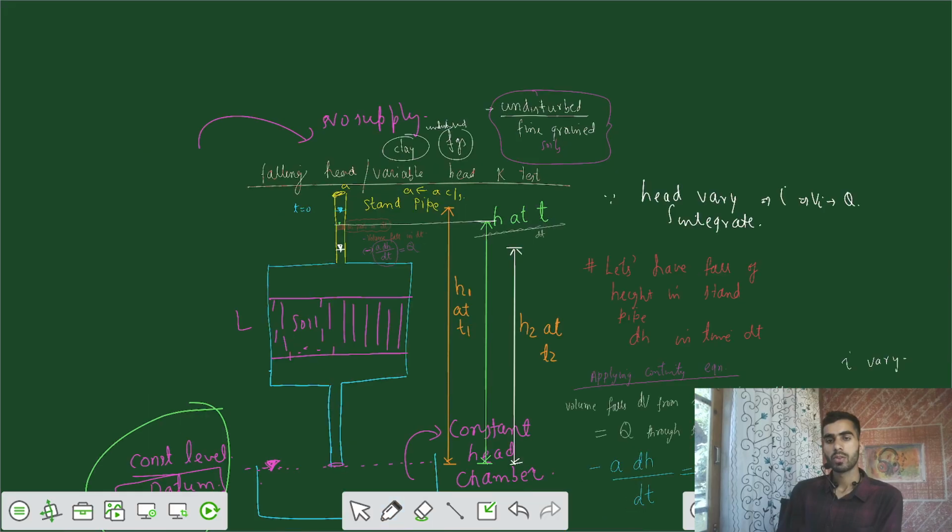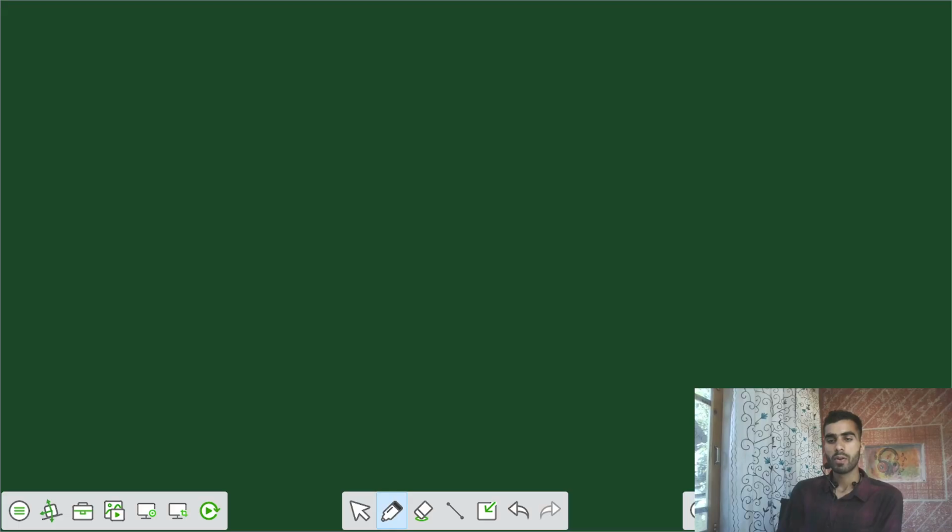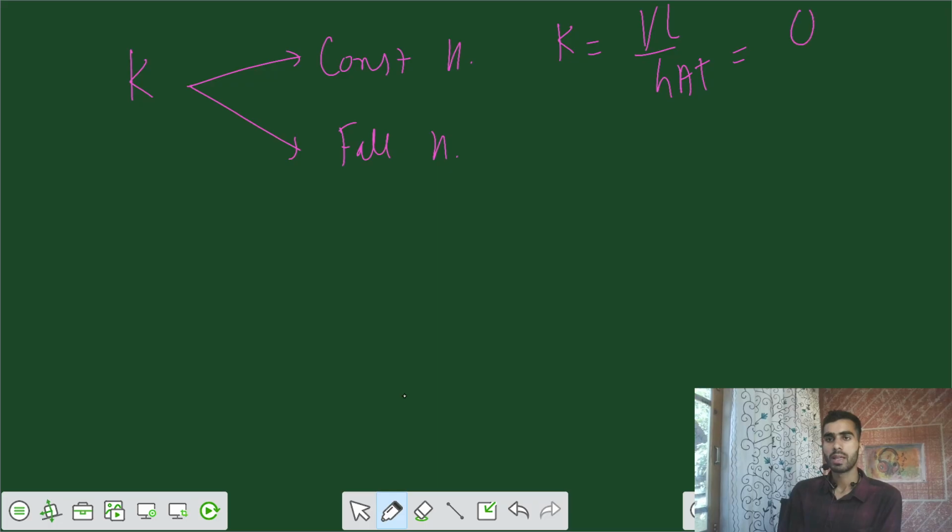Okay. So finally, I would write, we derive two equations for the soil coefficient of permeability. One is the constant head method, and the second one is the falling head method. From the first one, we get permeability k equals VL by Ah, or we can also say QL by Ah. The second one is k equals aL by At ln of h1 by h2.